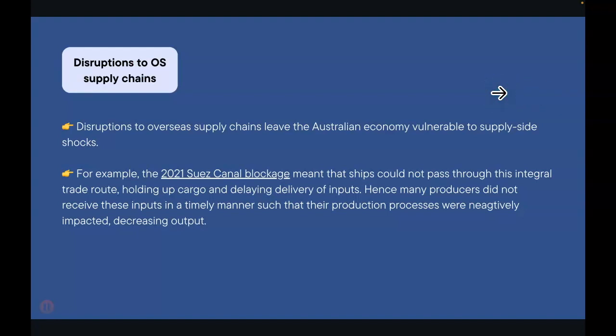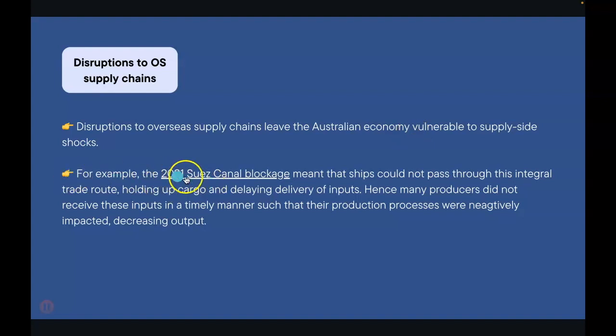Disruptions in overseas supply chains. Disruptions to overseas supply chains leave the Australian economy vulnerable to supply side shocks. So if we're at the mercy of imports or supply chains overseas and something happens to those supply chains, we're going to feel it, as in producers are going to feel it in the sense they're not going to be positioned to continue producing at their current levels.